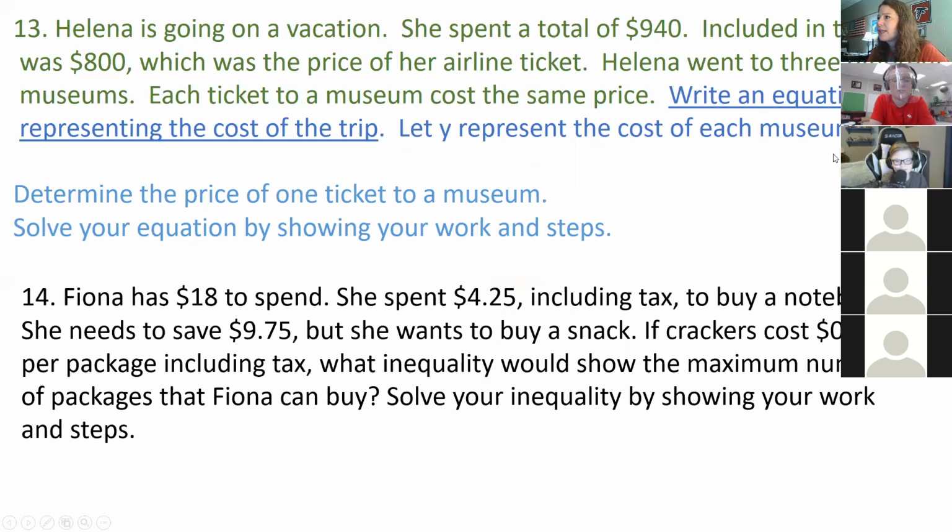All right, is this the last one? I think so. Fiona has $18 to spend. She spent this much money, including tax. She needs to save this much money, and she wants to buy a snack. If crackers cost 50 cents per package, including tax, what inequality would show the maximum number of packages that Fiona can buy? All right, someone give me an inequality.